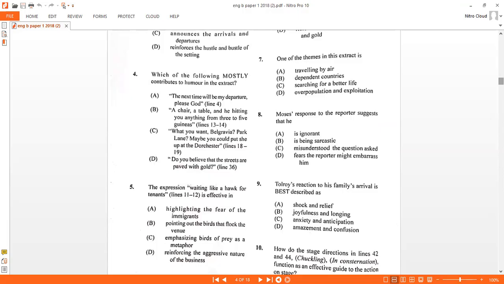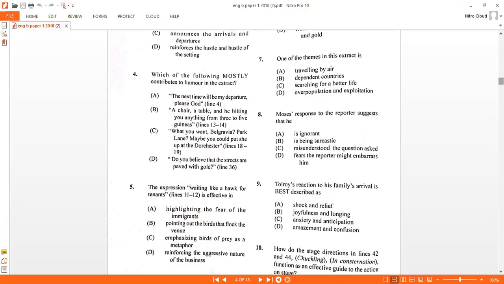Number 8 says, Moses' response to the reporter suggests that. The options given are A, he's ignorant, B, he's being sarcastic, C, misunderstood the question asked, and D, fears the reporter might embarrass him. Now, I know that a lot of you right away are probably thinking, oh, Moses is ignorant because of how he answered the question and possibly what he said.